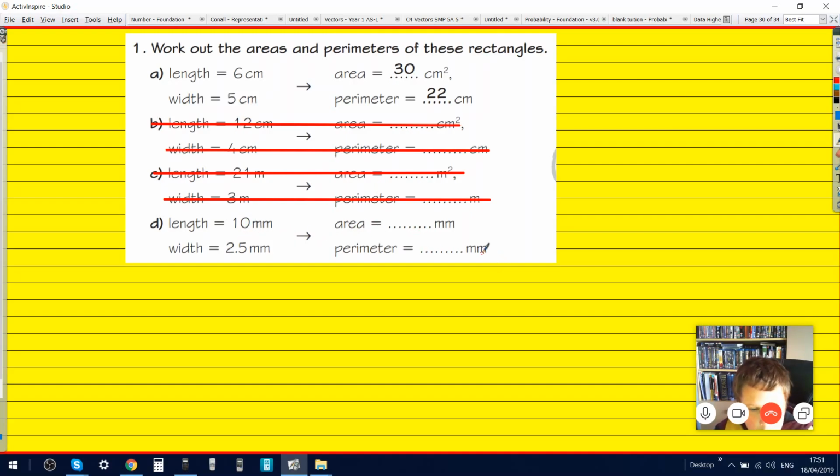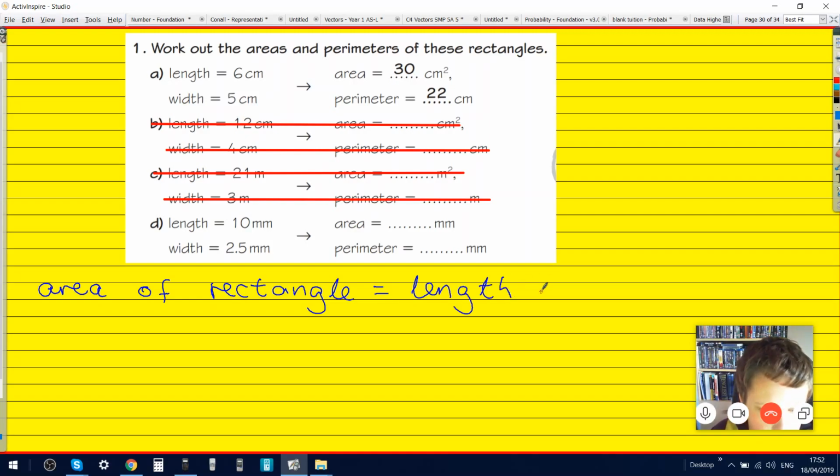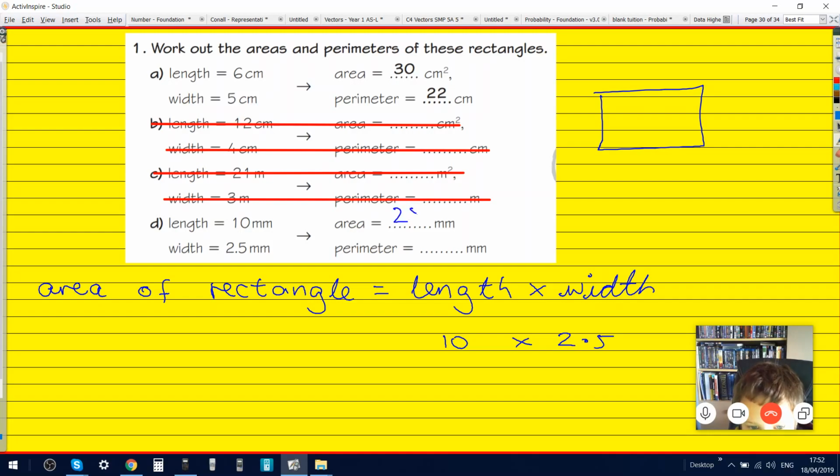Okay, so let's do the very last one. So the length is 10 millimeters, width is 2.5. So the area must be... How do you find the area of a rectangle? You times two numbers together. Okay, so the length is 10 millimeters, and so you're doing 10 times 2.5? 10 times 2.5 is 25. Correct. And so that's the area.